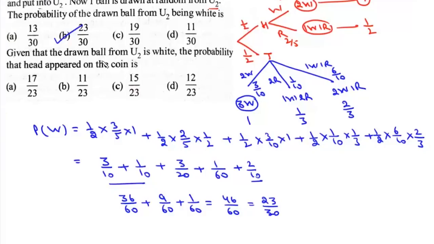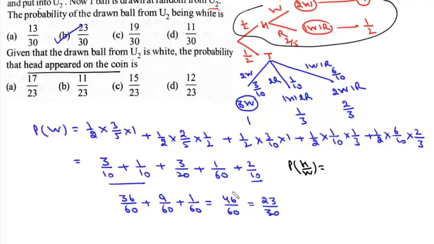Now the second part is, given that the drawn ball from U2 is white, the probability that head appeared on the coin is. Now this is Bayes' theorem. So you have to find, if it is a white ball, then head appeared on the coin. So this case of heads should be in the numerator, and this total probability will be in the denominator. Now this probability of heads is these first two terms, which is 4 by 10. So it will be 4 by 10 divided by 23 by 30. So it will be simply 12 by 23, and that's your option D.